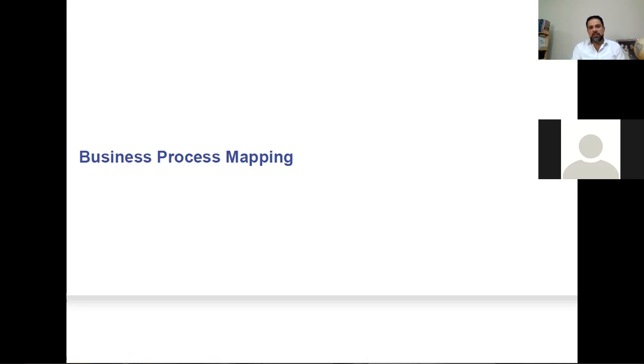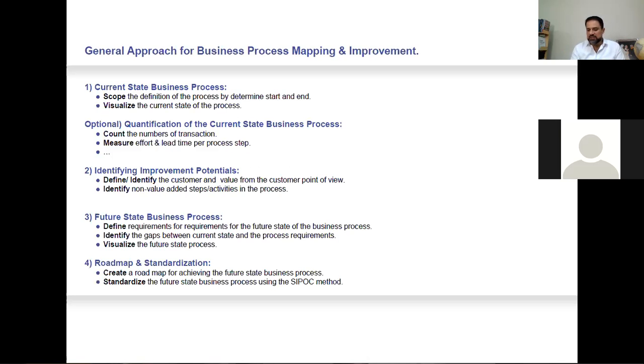In lean construction, the first basic activity to look into the processes is to map it. And once it's mapped, then people can look at what they are doing and check for improvement. So it's a general approach for business process mapping and improvement. So people can see what they are doing and start considering that.